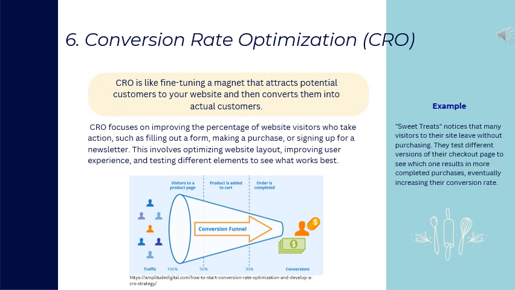CRO, Conversion Rate Optimization. CRO is like fine-tuning a magnet that attracts potential customers to your website and then converts them into actual customers. CRO focuses on improving the percentage of website visitors who take action, such as filling out a form, making a purchase, or signing up for a newsletter. This involves optimizing website layout, improving user experience, and testing different elements to see what works best.